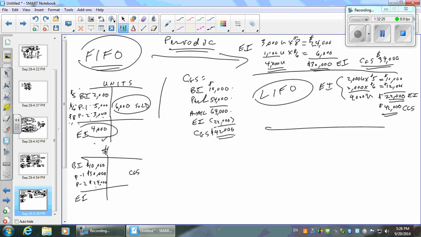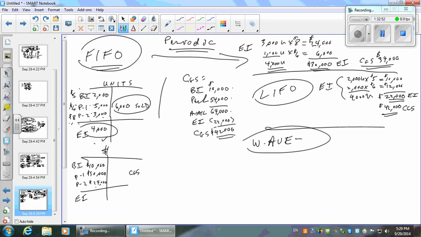Getting it, huh? And then they want average. So this is going to be weighted average because it's periodic, right? We can't change this problem into perpetual because they didn't tell us when they sold things, did they? Right? So we couldn't do it. We'd have to make that up. Weighted average would be what? Well, what's the deal? How many units do they have available? 2,000 plus 5,000 plus 3,000. We said 10, huh? Yeah.